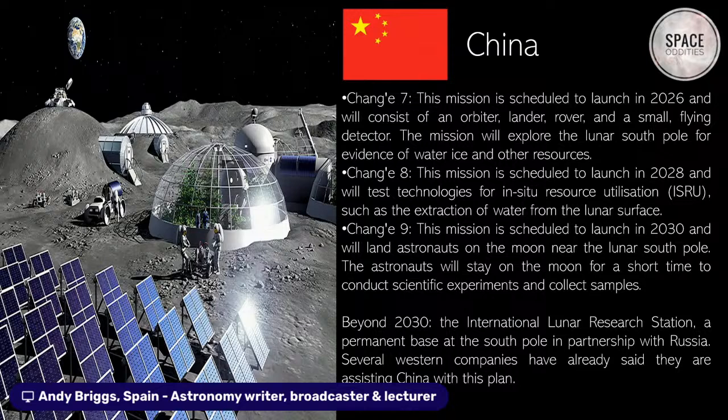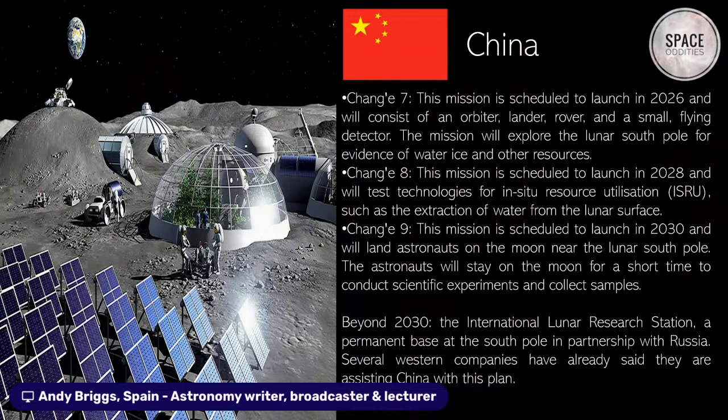China has got the Chang'e 7 mission scheduled to launch in 2026, consisting of an orbiter, lander, and rover, and a small flying detector. Not quite sure what it's going to be detecting, but I suspect it's ice. And again, it's exploring the lunar South Pole for evidence of water, ice, and other resources. Chang'e 8 in 2028. This is going to actually try to extract water from the lunar surface using what's called, and it's a whole acronym, ISRU, which stands for In Situ Resource Utilization. Why can't they just say mining, for God's sake? Because that's what it is. Chang'e 9 in 2030, and China's going to land astronauts on the moon near the lunar South Pole.